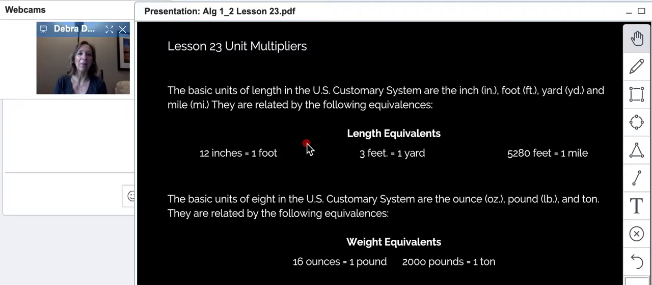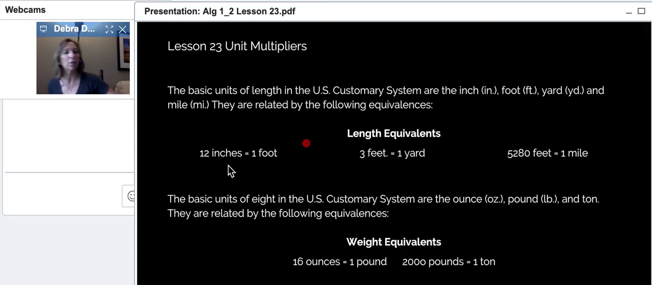Okay, I'm back. We didn't have time to do lesson 23 in class, so I'm going to do 23 as a video. Unit multipliers is one of the more complicated concepts that when I get kids in Algebra 1, they don't know how to do, and it trips them up the whole way through Algebra 1. So we're going to try to get this down really well in Algebra 1 half so that you're really prepared for Algebra 1. So let's talk about unit multipliers.